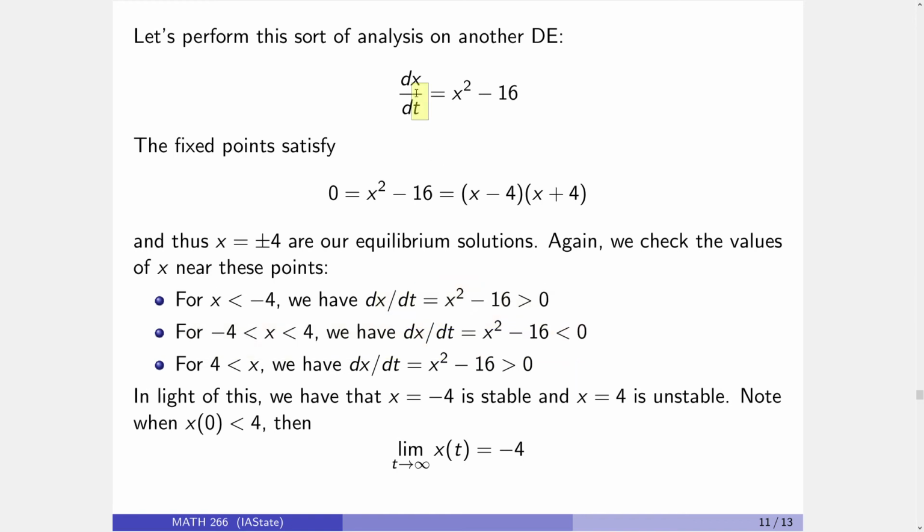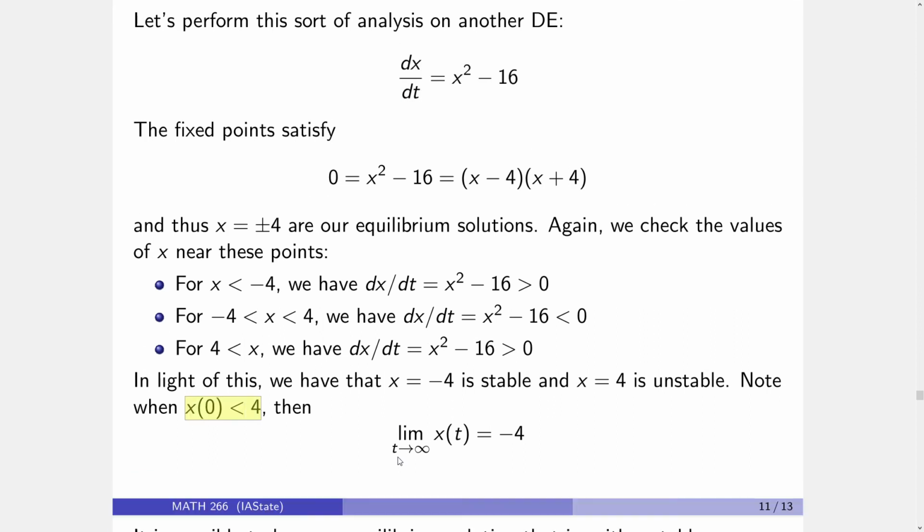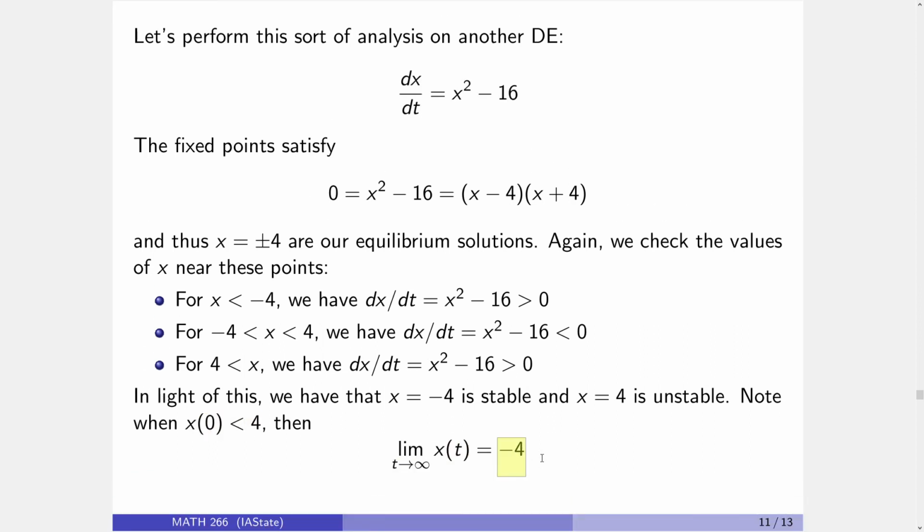So I don't know what the solution to this DE is. Again, it's separable, so you could solve this if you wanted to. Whatever you get, as long as the initial value is less than 4, the long-term behavior has to be minus 4. That's the stable equilibrium point. So that's the one we have to head to, unless we are too far away from it. If we're above the unstable point, then the instability will blow us away. But if we're below it, then the limit will go to minus 4.